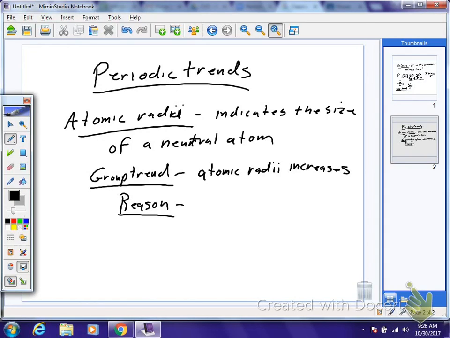Anything else? Yes? The electron cloud gets bigger. Yes, and why does it get bigger? You're basically saying it gets bigger, but we already know it gets bigger because the radii increase. So you're just saying it another way. But why does it get bigger? Why does the cloud get bigger?